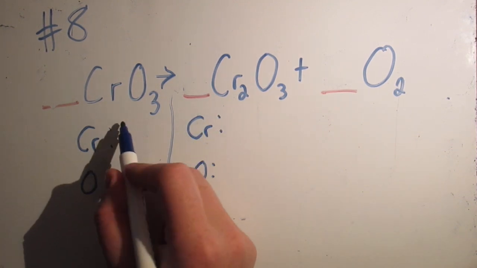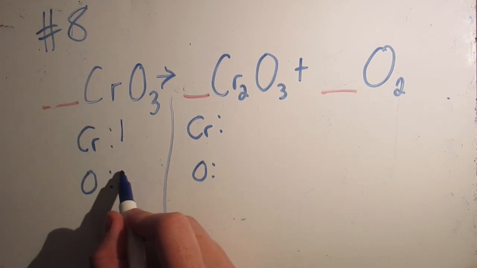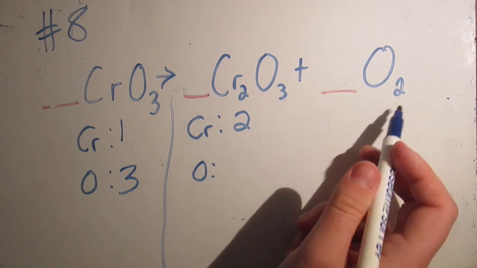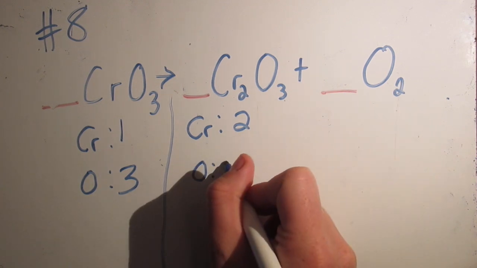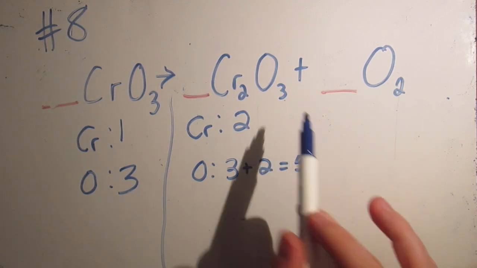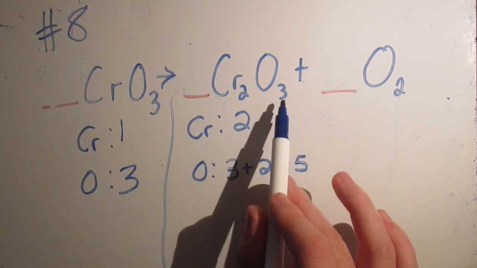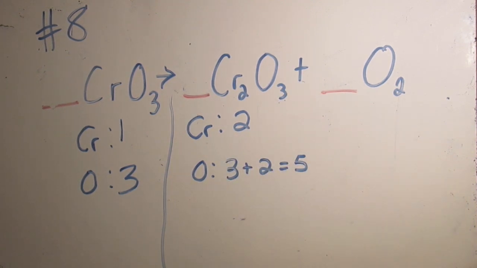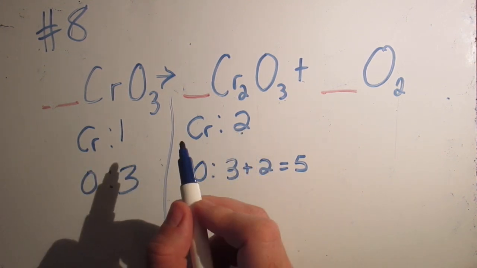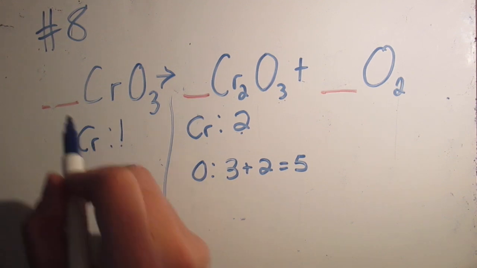So chromium, I've got 1, oxygen, I've got 3. Here I've got 2 chromium, 3 plus 2 oxygen. So I actually have 5 because since there's this plus sign here, you add the 2 subscripts together. Okay, so this looks like it's going to be challenging, but that's okay. So let's see. I've got 2 on this side of chromium. Let's try 2 here.